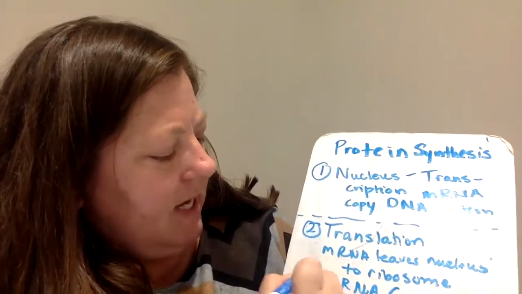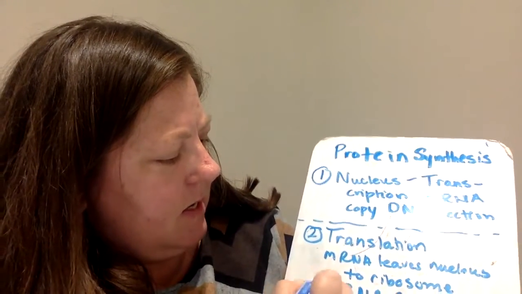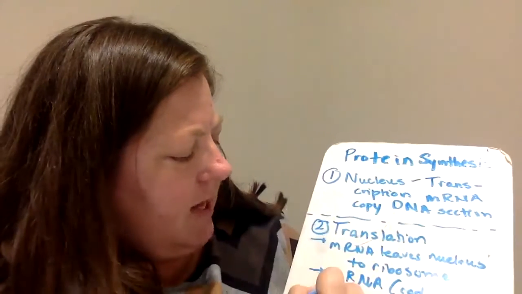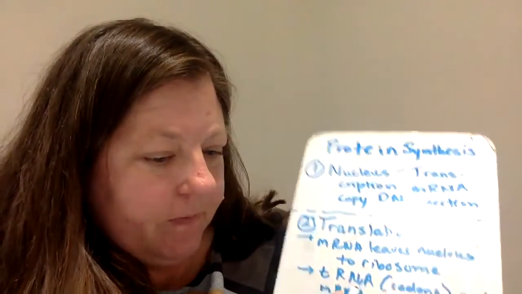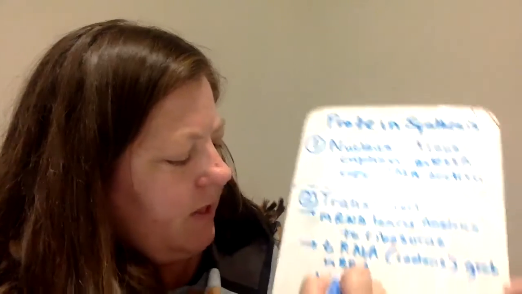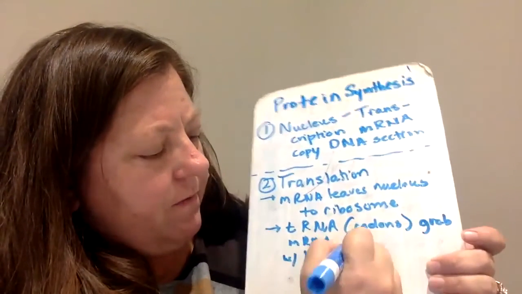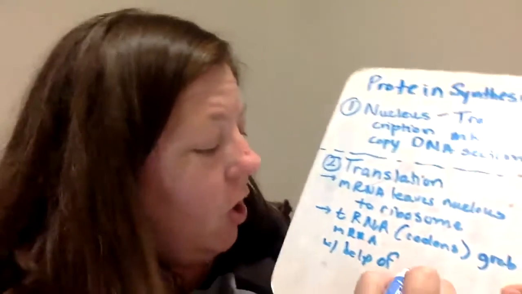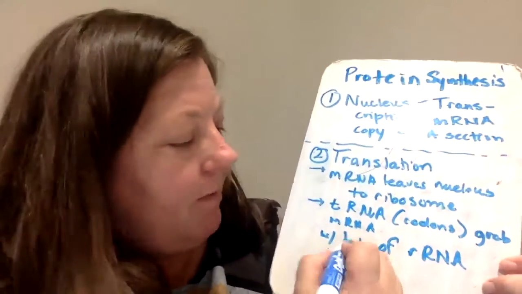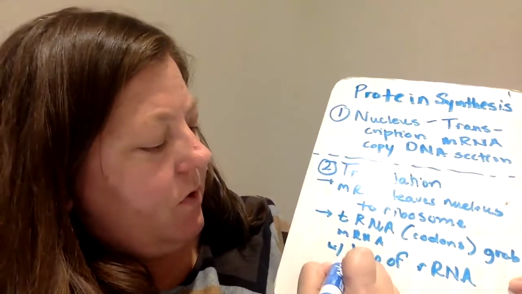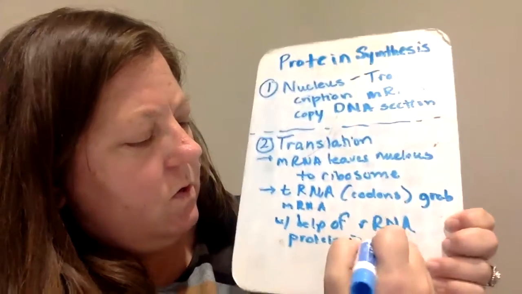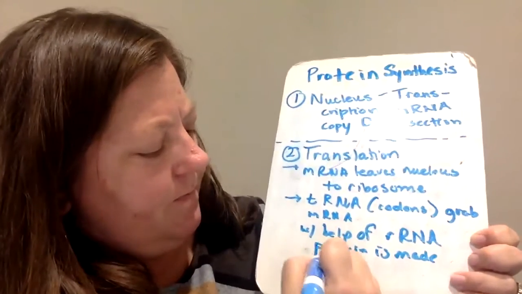So tRNA will grab mRNA as it enters the ribosome. With the help of rRNA, which is your ribosome RNA, it will make the protein. The protein is made in the ribosome.